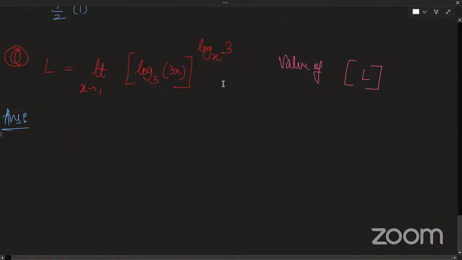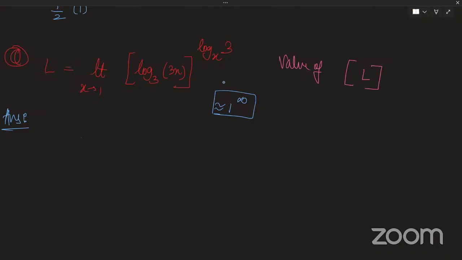Now I want you to tell me which form this is. It is a little bit tricky question. Which form of limit is this? 1 raised to infinity. Yes, correct. How did you get that? Log 3 to the base 3 is 1, sir. So log base 3 of 3 is 1, right? This thing is equal to 1, correct.